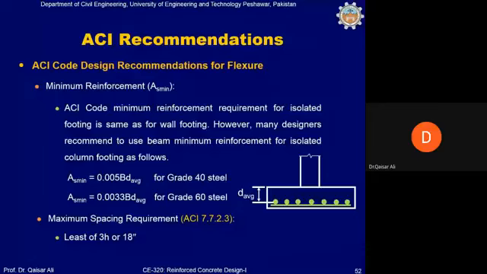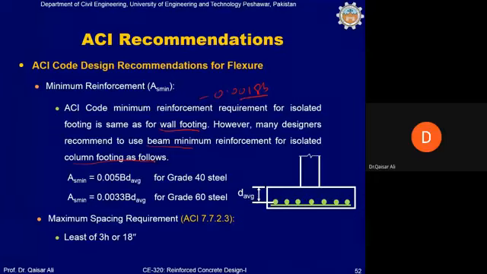The ACI code recommendation. The ACI code minimum reinforcement requirement for isolated column footing is the same as for wall footing, which means it is 0.0018. However, many designers, including myself, recommend using beam minimum reinforcement for isolated column footing, as follows.